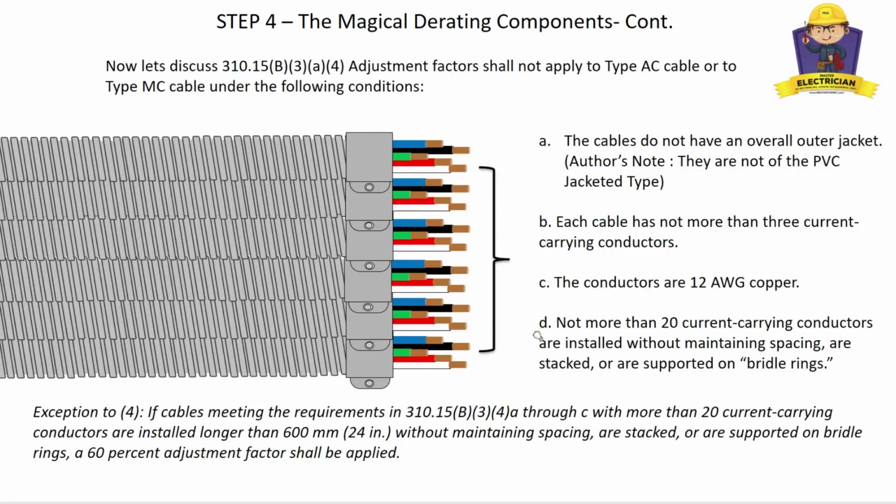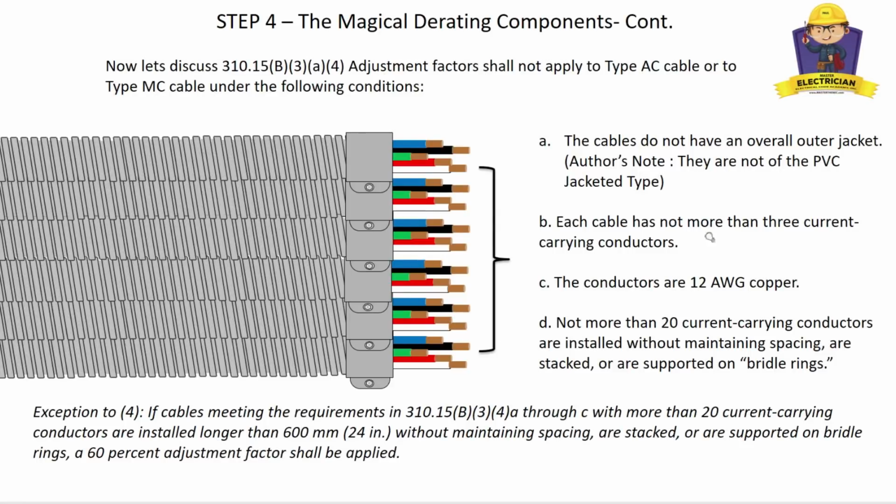Next, I get to D. D says not more than 20 current carrying conductors are installed without maintaining spacing. They're stacked or are supported on bridle rings. All right, obviously these are stacked. They're right side by side. There is no spacing in them. They're right next to each other. As long as I don't have more than 20 current carrying conductors, and I meet all these other rules, then I simply do not have to apply an adjustment factor.